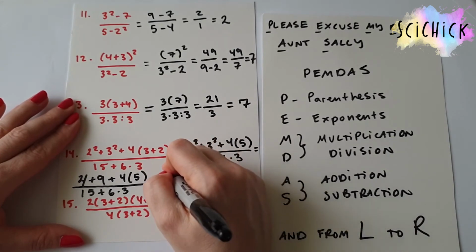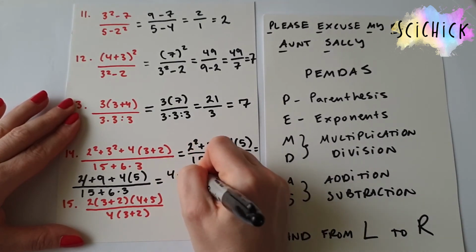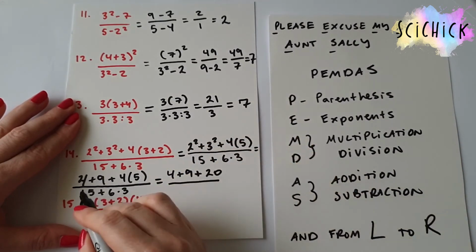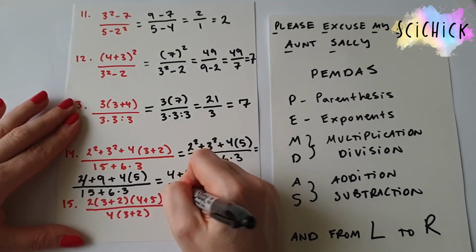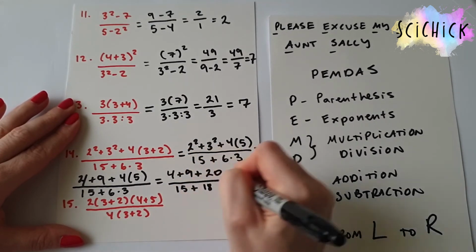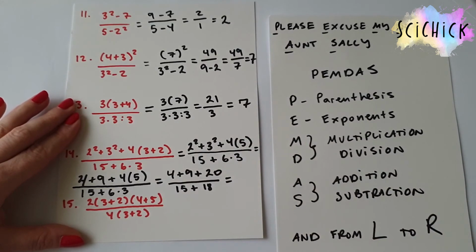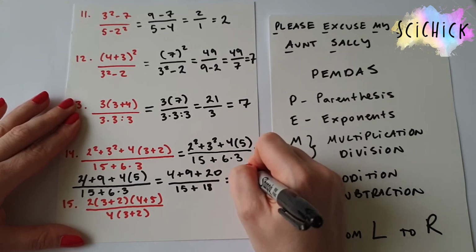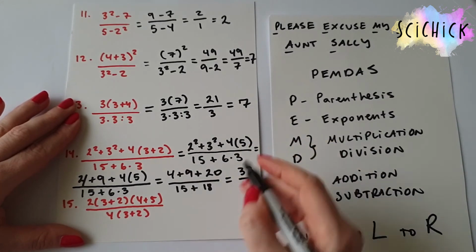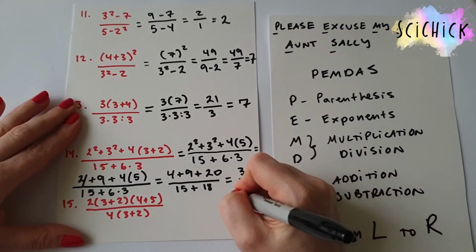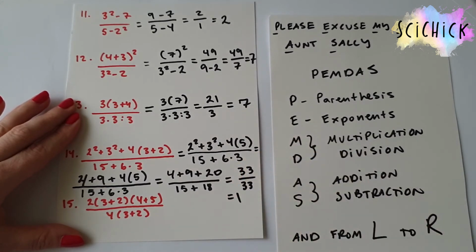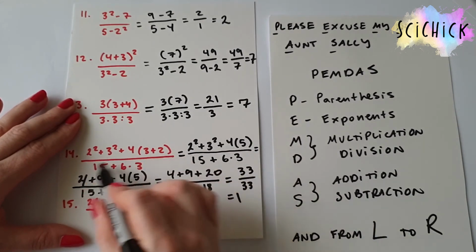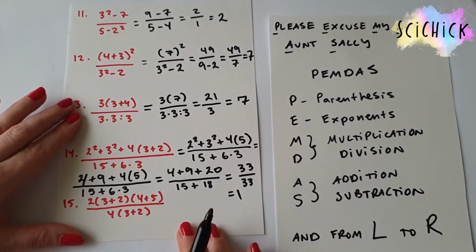So now I have multiplication. So 4 plus 9 plus 4 times 5, 20. Super happy about this. 15 plus 6 times 3, which is 18. And what do I have now? 4 plus 9, 13 plus 20, 33. What's happening here? 15 plus 18. Oh, that's a 33 as well. See what I did there? Okay, and we have a 1. From all of this, we get a 1. See, this is the same as that. Who would have thought? Well, we know now.